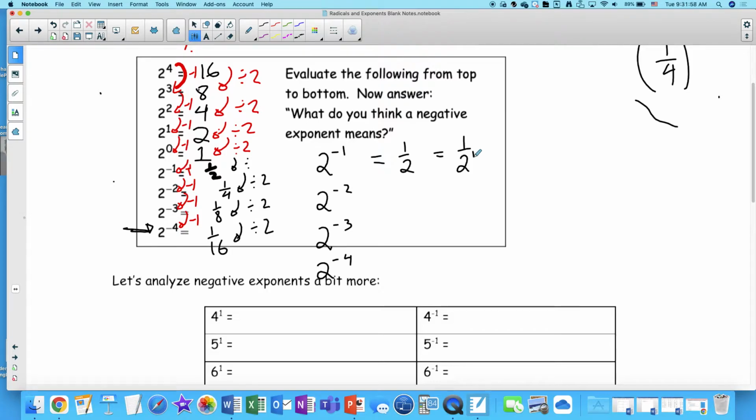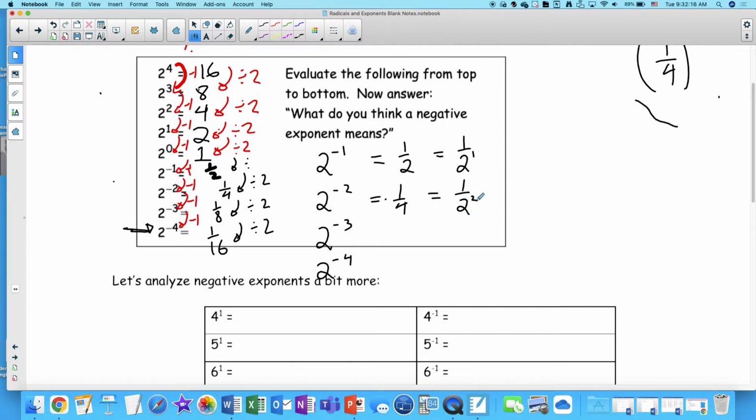Okay, this guy was 1 over 4. How would you write 4 as a power with a base of 2? Yeah, so this is actually 1 over 2 squared.